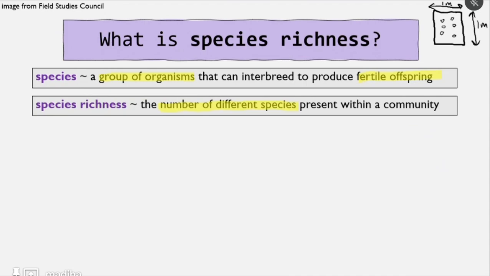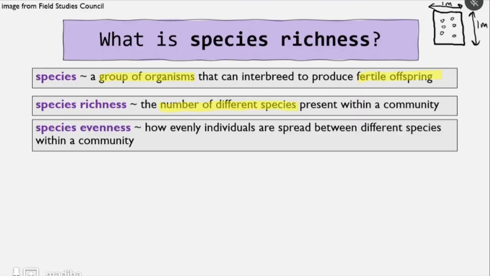Another thing I want to go through, it's not on the spec, but it would help us understand everything that comes later on. I don't know why they don't include it, but a similar thing is species evenness. You don't necessarily need to remember this definition, but it will help you understand. Species evenness is essentially how evenly individuals are spread between the different species within the community.